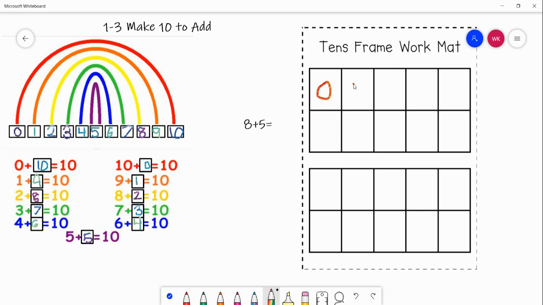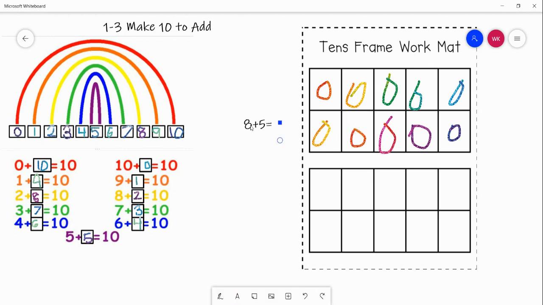So now we can make 10. 1, 2, 3, 4, 5, 6, 7, 8, 9, 10. So now we have 10 plus something. So if we have 5 and we took 2 from the 5 and gave it to the 8 to make 10, we have 5 minus 2.